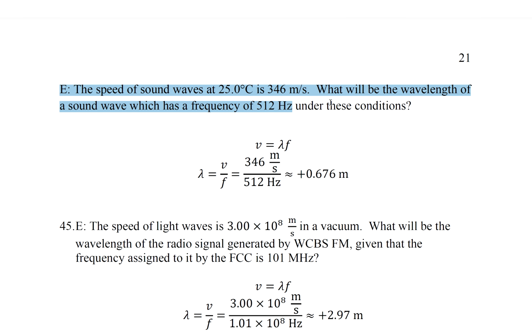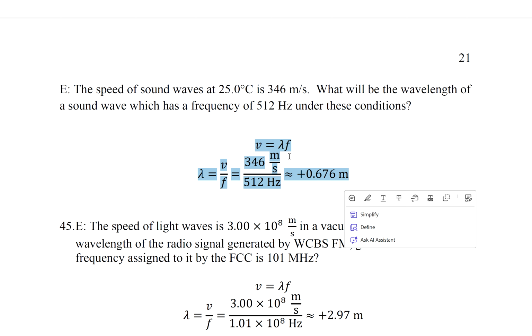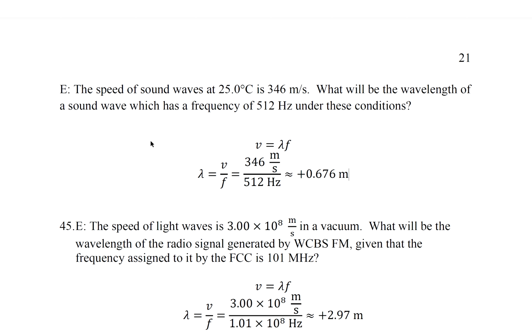So this is an example. The speed of sound waves at 25 degrees Celsius is 346 meters per second. What would be the wavelength of a sound wave which has a frequency of 512 hertz under these conditions? V equals lambda f. Solve for lambda.